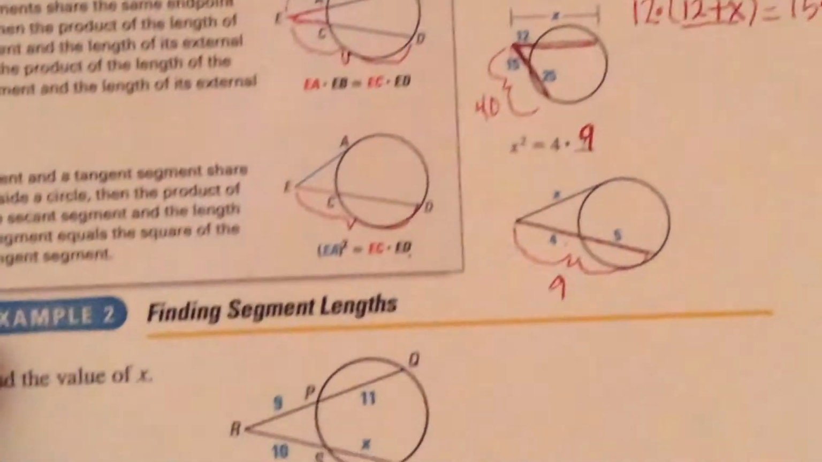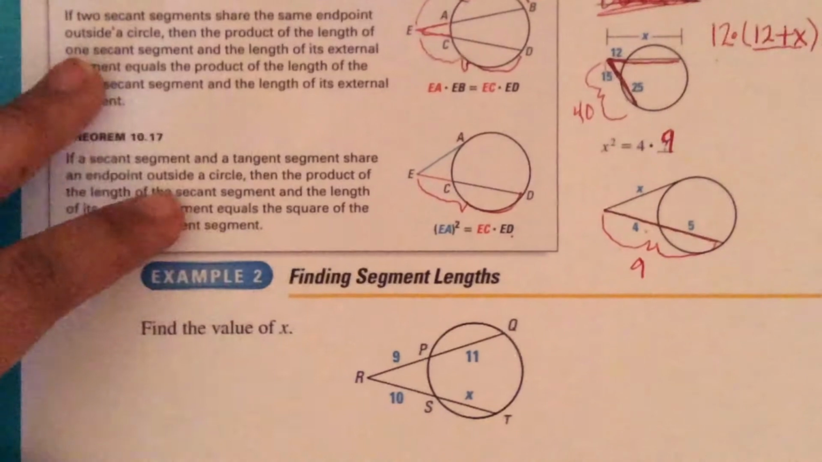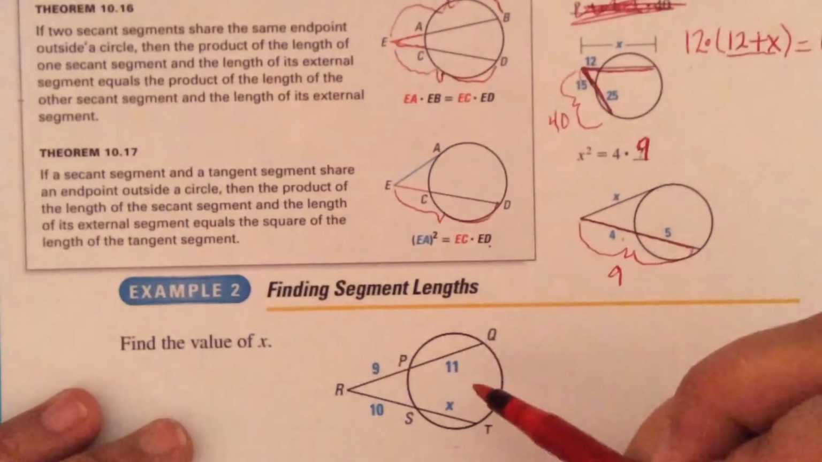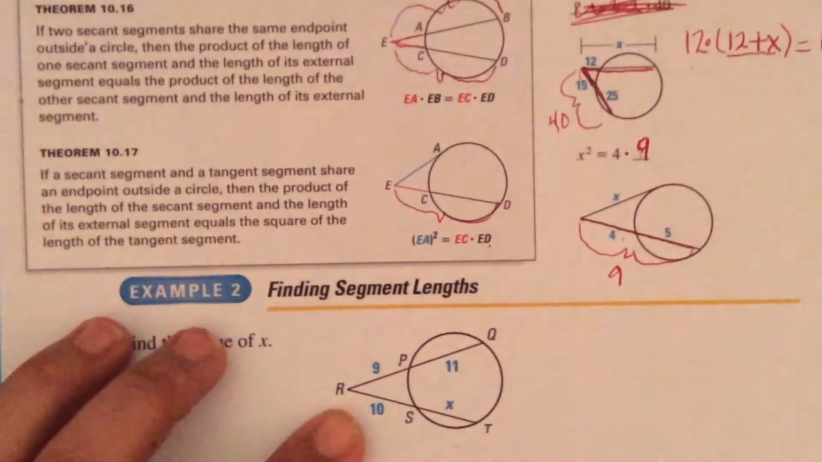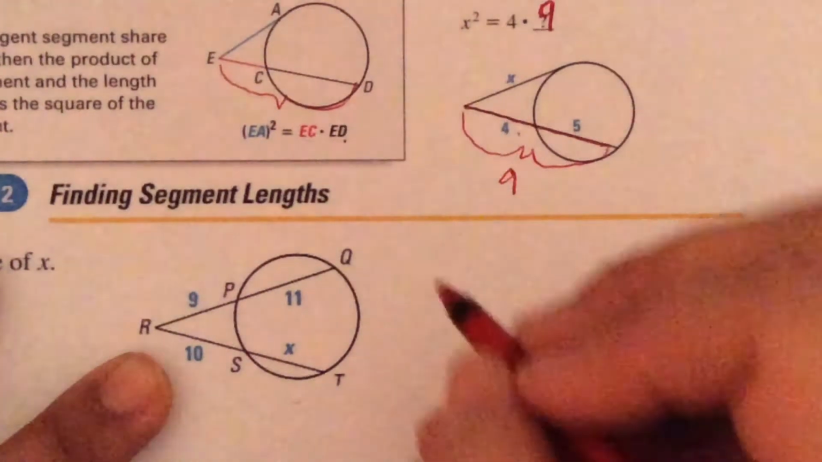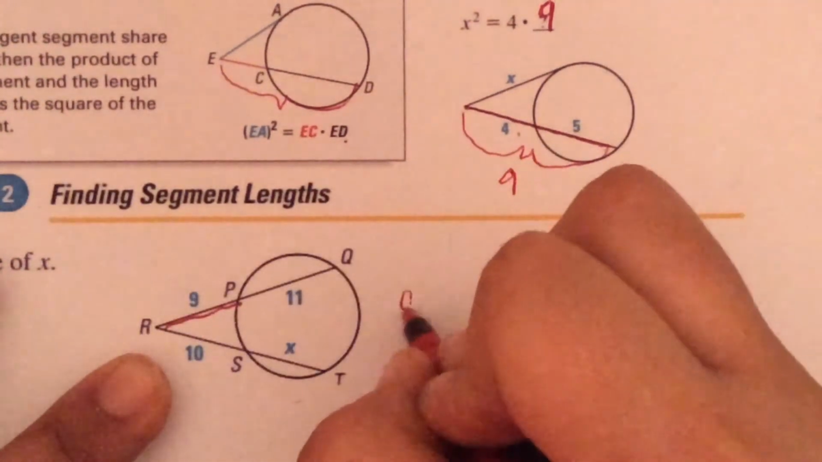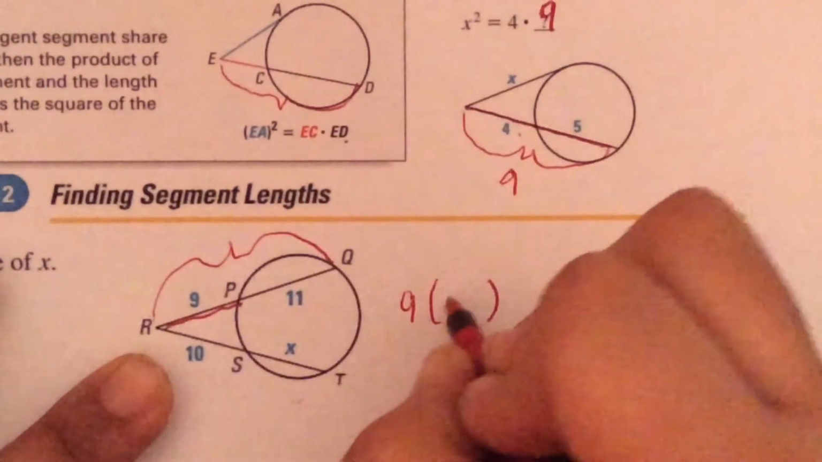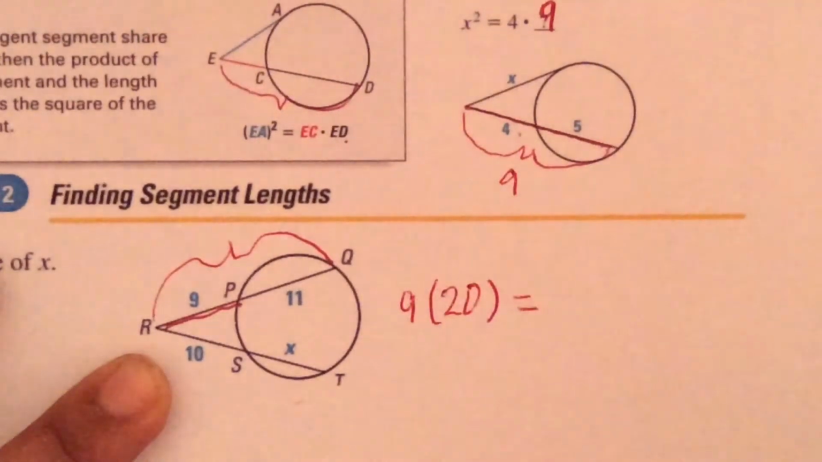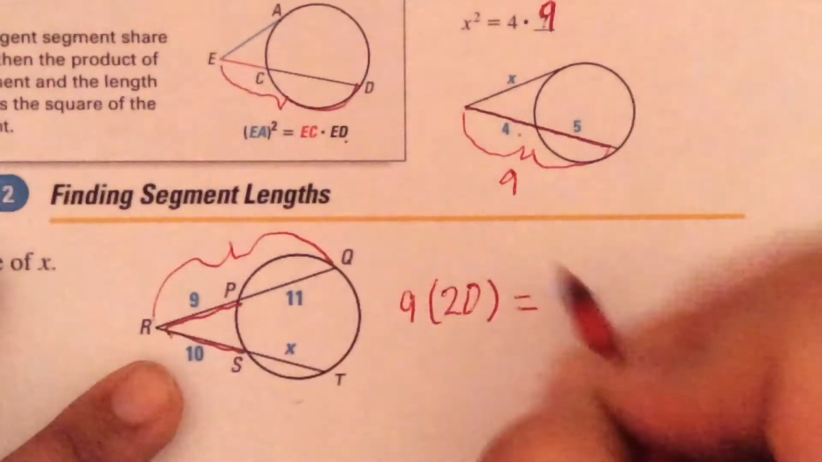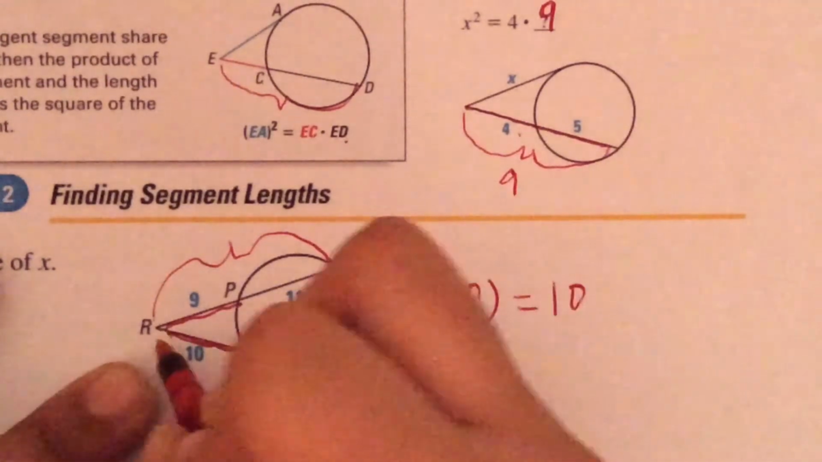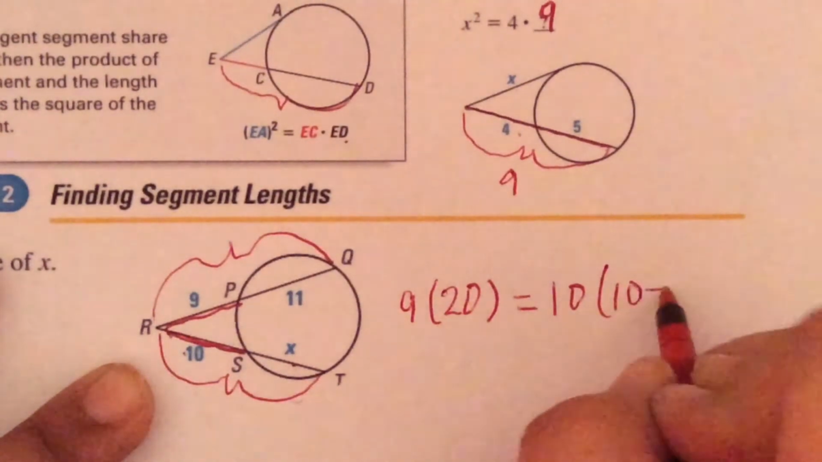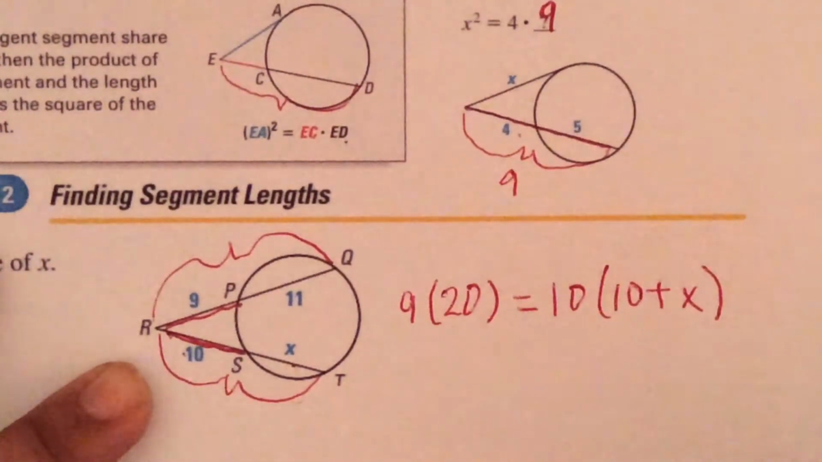Once you know how to make the equation using these two theorems, you can solve for x. So this one's going to use the first theorem because these kind of look the same. So it is saying that if I multiply 9 times this whole distance, which is 9 plus 11, that's going to be 20, equals 10, which is that little part right here, times this whole distance, which is 10 plus x. So we have created this equation.